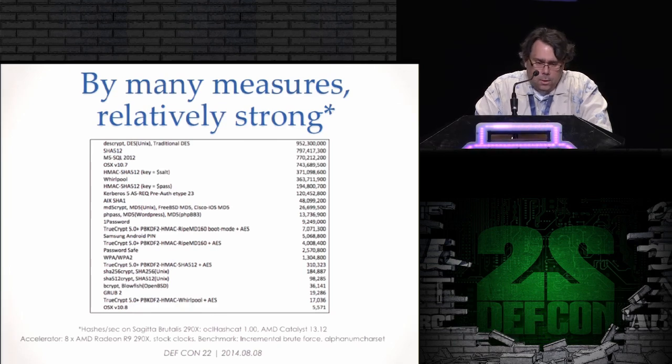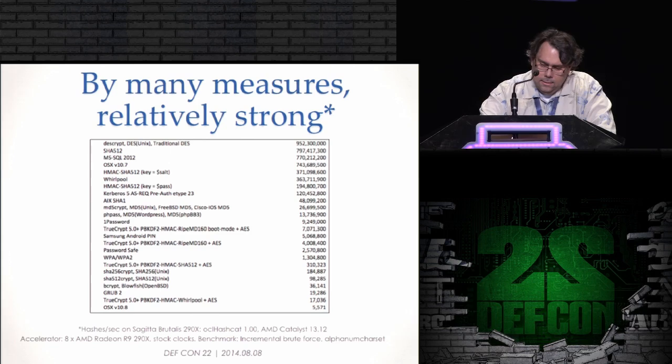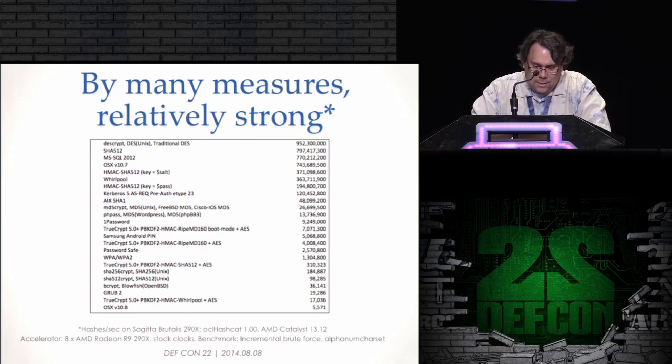So there are some really, really strong elements of this. This is from, what's it called, the Sagitta Brutalis. So this is Jeremy and Per Thorsheim's company that does these monster cracking systems. This is 8 Radeon 290Xs. So the numbers on the right are hashes per second.